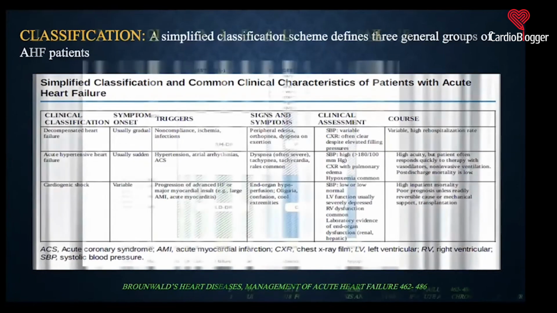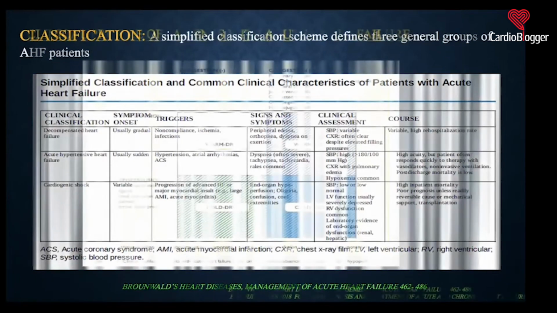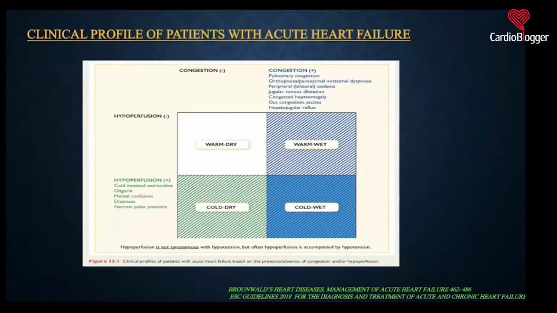Now, most of you would have seen this table in your Harrison or in your Braunwald. We have four different varieties of presentation in acute heart failure. The most common is the warm and wet type. However, it is very rare for a patient to present as warm and dry, and these are not actually acute heart failure. If a patient is warm and dry, it means there is no congestion, and warm means there is no hypoperfusion. They usually present to us in the OPD for the usual follow-up.